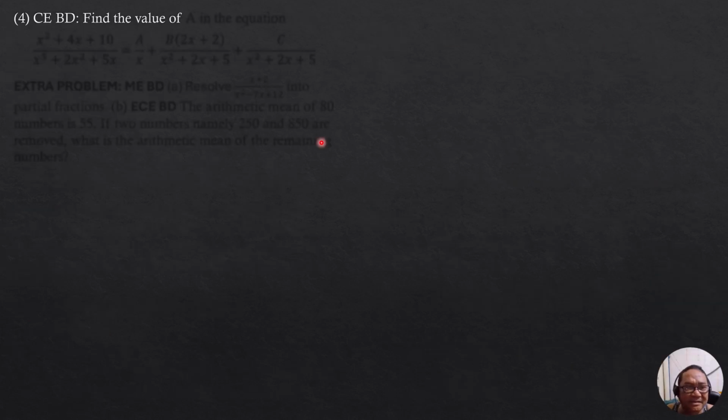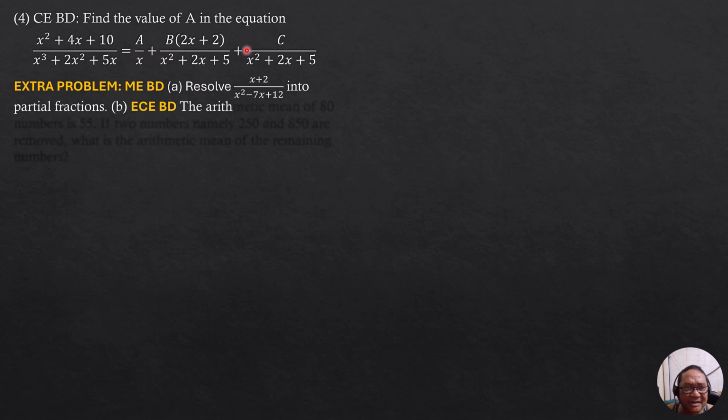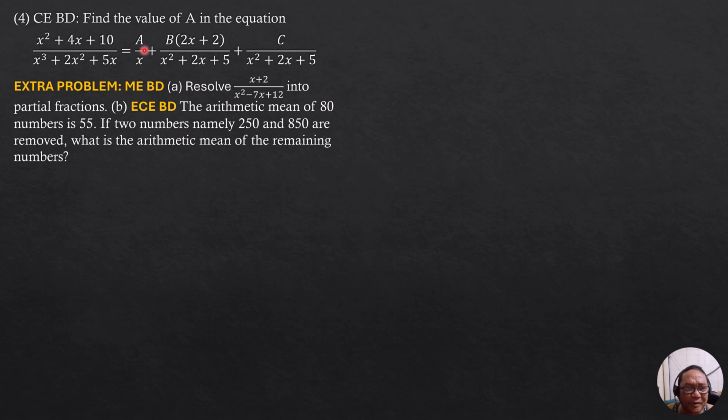So next, find the value of a in the equation. I already explained this in the preceding part. So these are now the partial fraction decomposition. To solve for a, we multiply everything by the LCD, which is this denominator here. So x squared plus 4x plus 10 equals a times quantity x squared plus 2x plus 5, plus bx times (2x plus 2), plus cx. This is after we multiply by the LCD, which is x times quantity x squared plus 2x plus 5.